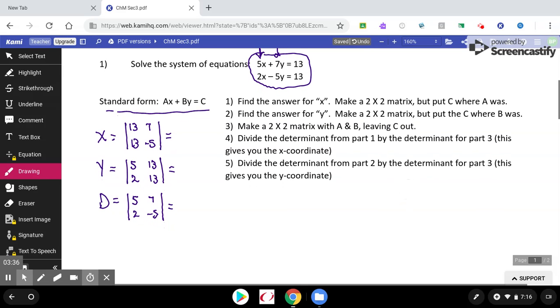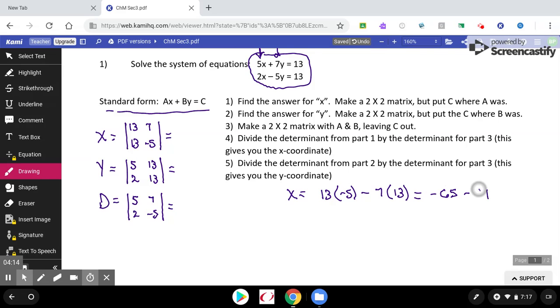Then we go ahead and find the determinants. I'm going to do that off to the side so you can see it. For the x determinant, hopefully you remember how determinants go. You take the right-facing diagonal, which in this case would be the 13, times that negative 5 in the corner, and subtract the left diagonal. So the left diagonal would be the 7 times the 13, which is in that bottom left corner. And we just do the math. So multiply those first 2 together, you get negative 65.